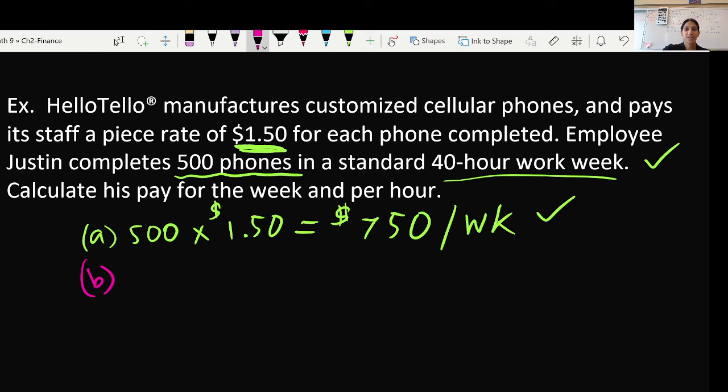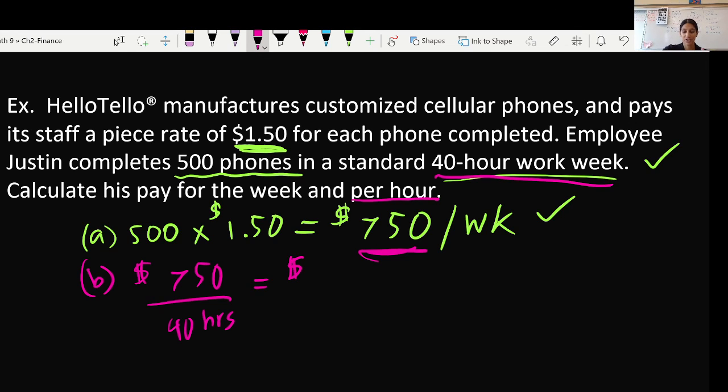Part B, calculate his pay for the week and per hour. Okay, so if I just calculated the $750 per week, and there are 40 hours in the work week, we were told here. So divide that by 40 hours, and on your calculator, when you punch that in, we get $18.75 per hour. So that is it. We just look through, read the information, and make sense of what information we're given.